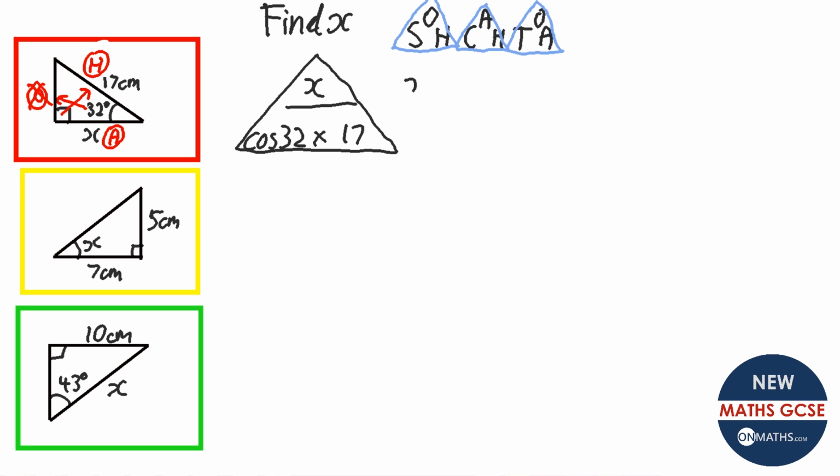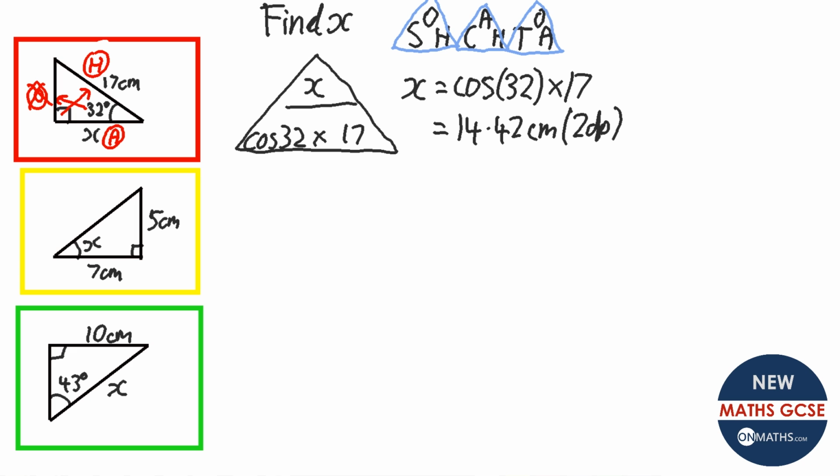Now be careful with this. When you type in cos in the calculator, it will open a set of brackets. You type in 32 and you have to shut that bracket, then type in times 17. When we do that, we get the answer of 14.42 centimeters. I'm going to round to 2 decimal places for all of these.